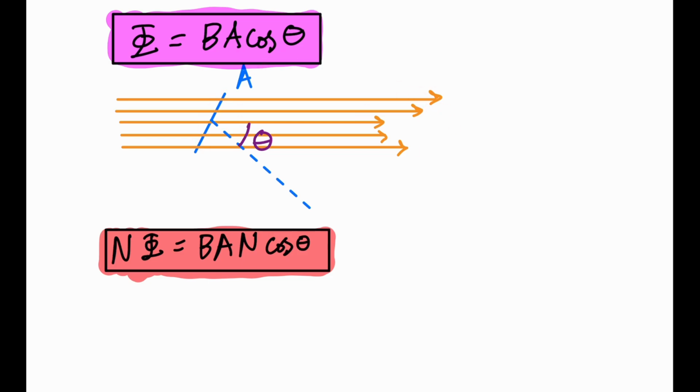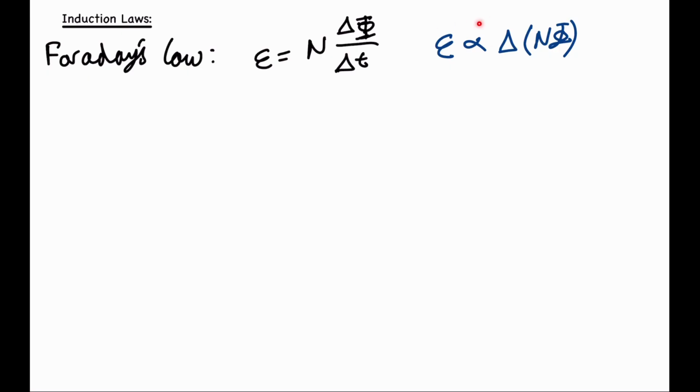So now let's move on to induction laws. The first induction law is called Faraday's law, and it says that the induced EMF is directly proportional to the rate of change of flux linkage. So it's basically this formula that we said before. So this is Faraday's law.